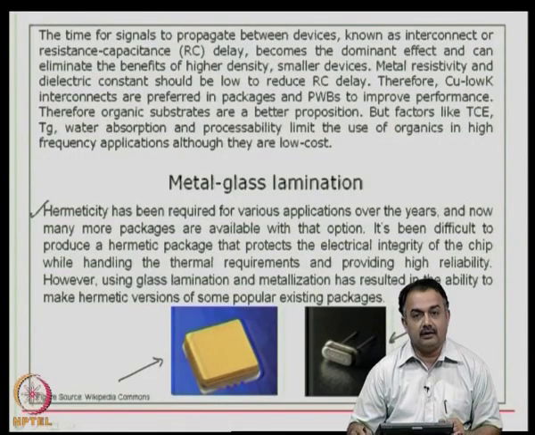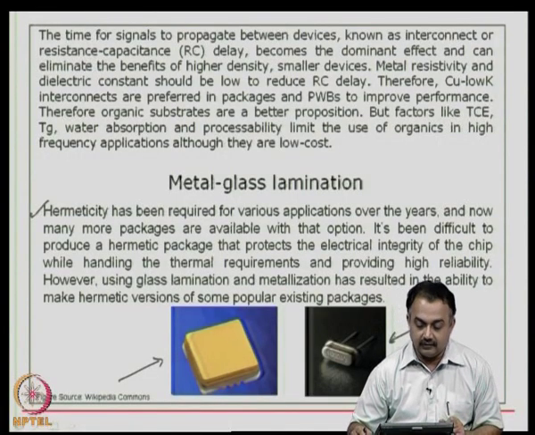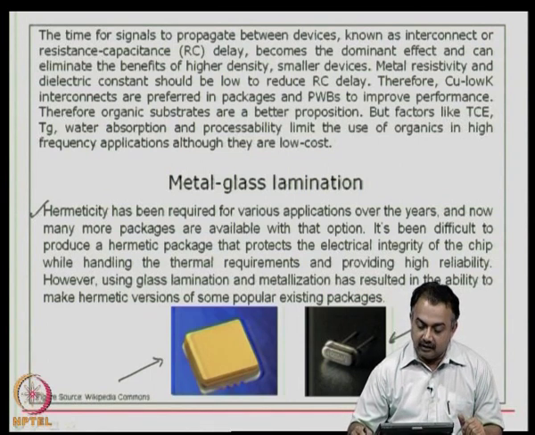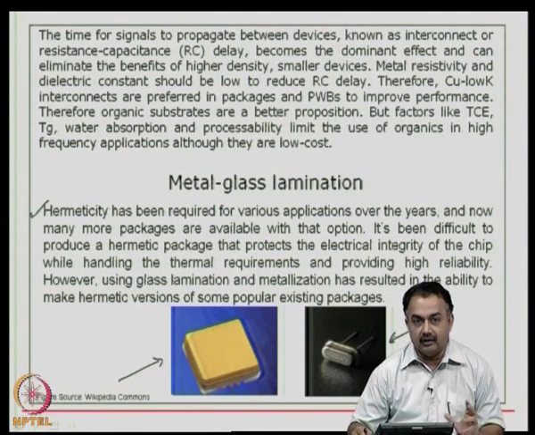Therefore, metal resistivity and dielectric constant should be low to reduce RC delay. So, this becomes a very important factor in selecting the dielectric constant for packages. This is also important in the second level interconnect stage. Therefore, if you look at printed wiring board also, you would like to choose copper low K combination of interconnects.